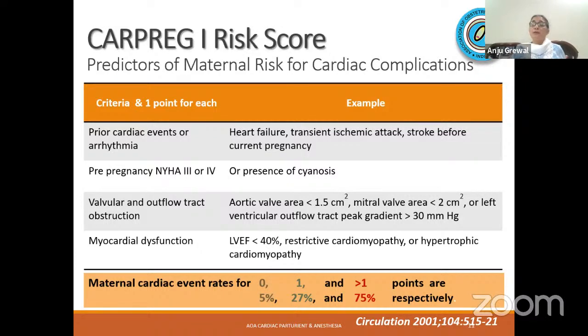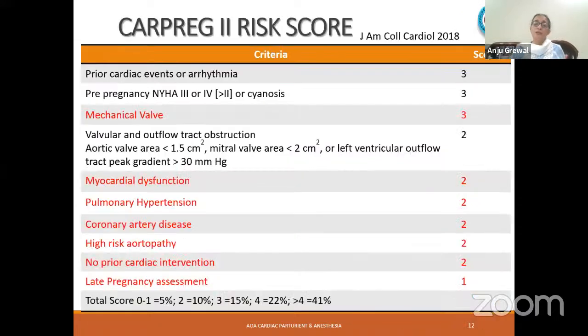Now, what we have to remember is that these scores are basically looking at individual maternal risk factors, like, in this particular case, any history of prior cardiac events or arrhythmias. They're looking at the pre-pregnancy NYHA status, the presence of cyanosis currently, valvular and outflow tract obstruction pathologies, and myocardial dysfunction. And they have a score for each of them present. Depending upon the cumulative scores, we can predict the incidence of peripartum cardiac complications in this mother, right?